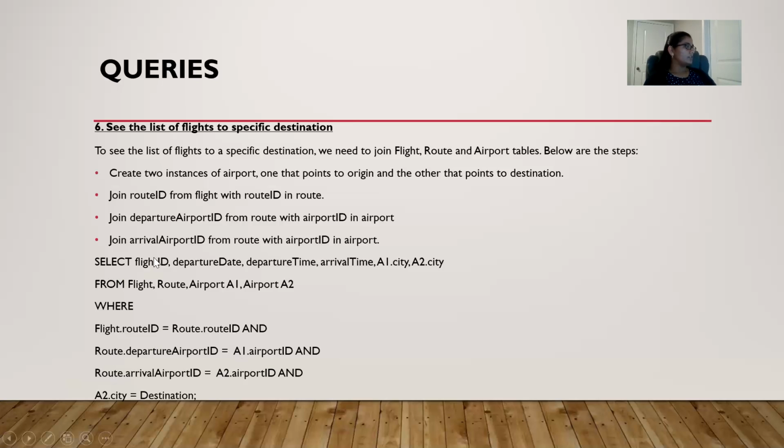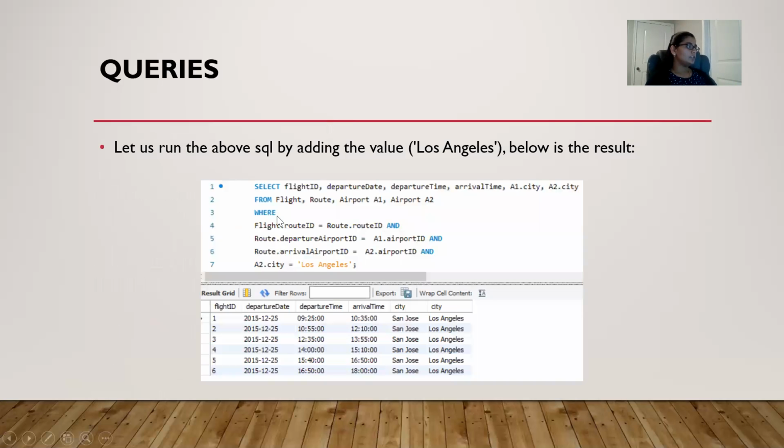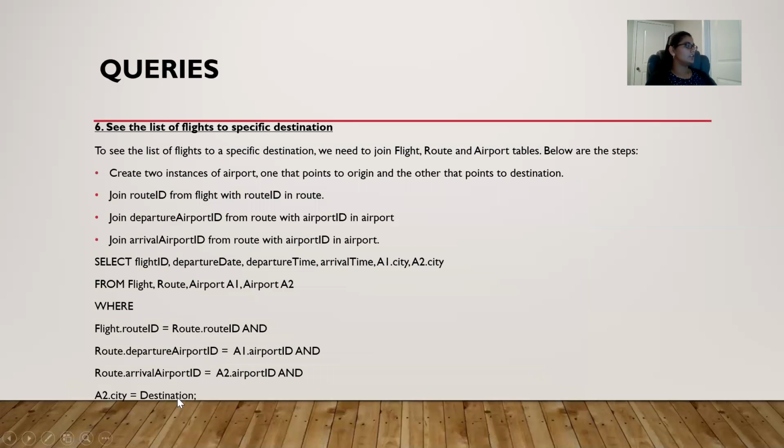Then we select these fields, and this is the query to see the list of flights to a specific destination, and the result after running this query is shown here. So I have kept the destination here as Los Angeles.